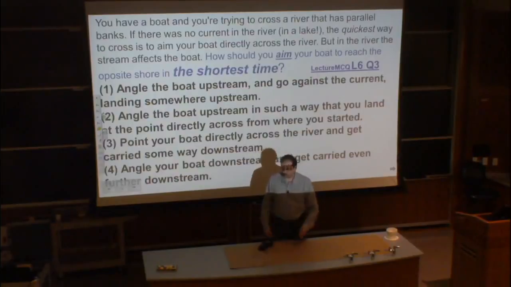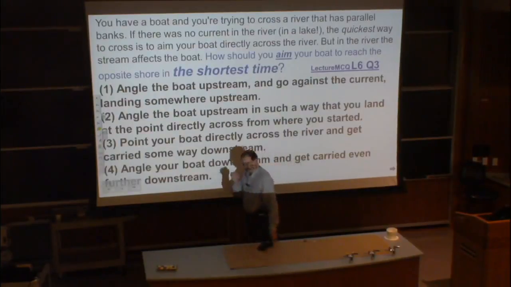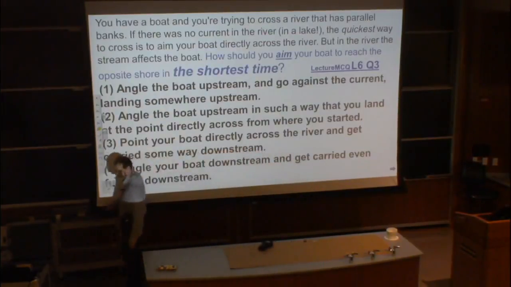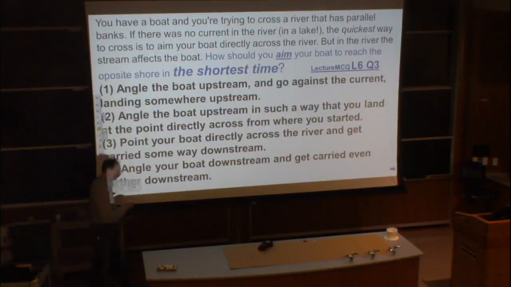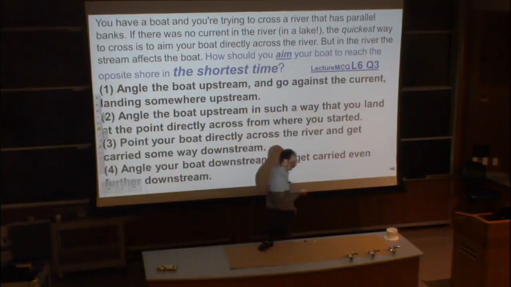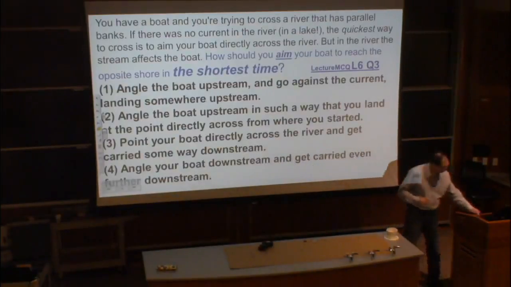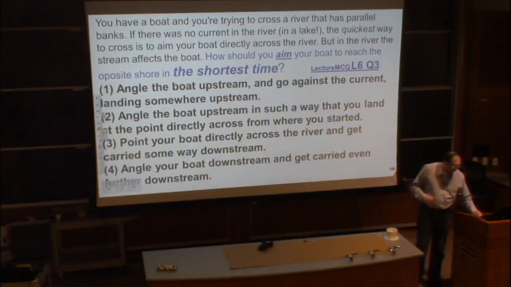So, by now, you need to make your decision. How do you aim? Angle. Angle, aim, synonymous. 1, 2, 3, 4, 4 choices. Pick one. Write it down. Enter in the WebAssign. Too late.